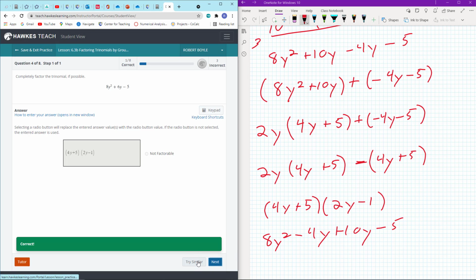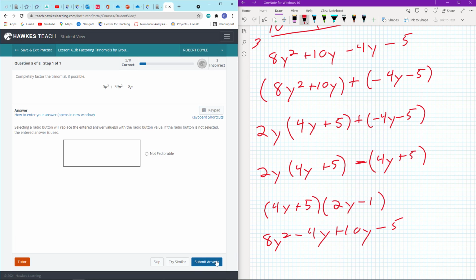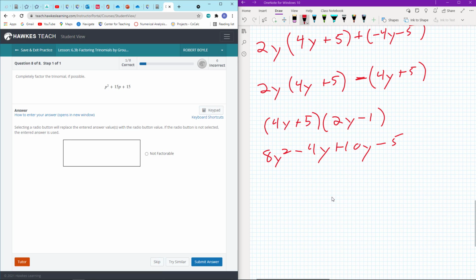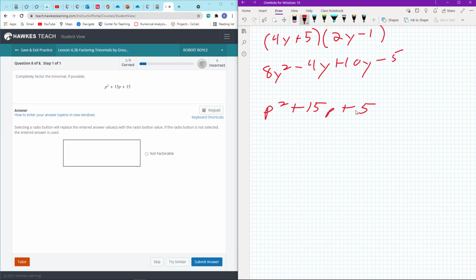Most of these are pretty much the same, and that actually is the harder one of the problems. So let's try something else. Let's try this one right here: p squared plus 15p plus 15. There's nothing factorable here. The greatest common factor happens to be 1, so we don't need to worry about factoring out a greatest common factor. Now we want to multiply a, which is 1, by c, which is 15, and that will give me 15.